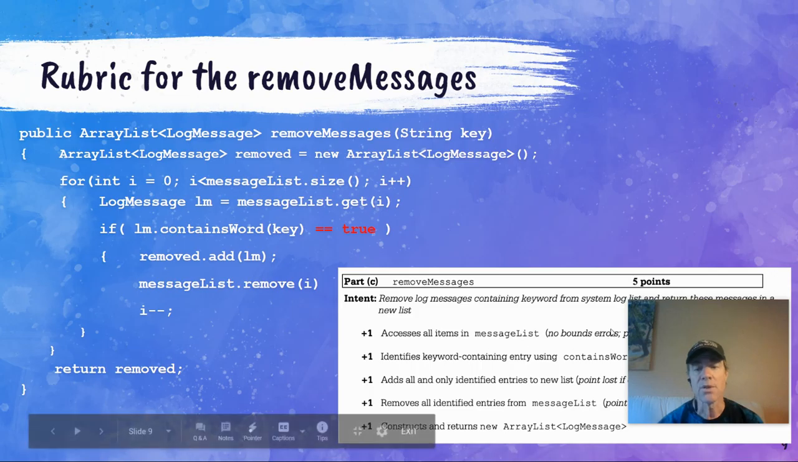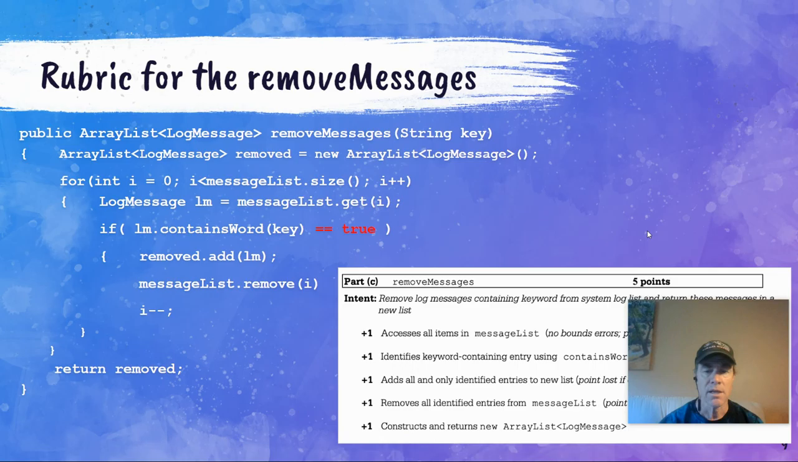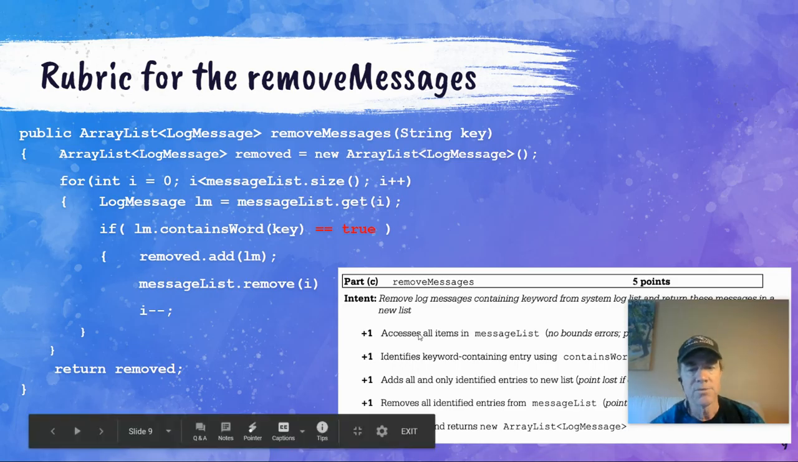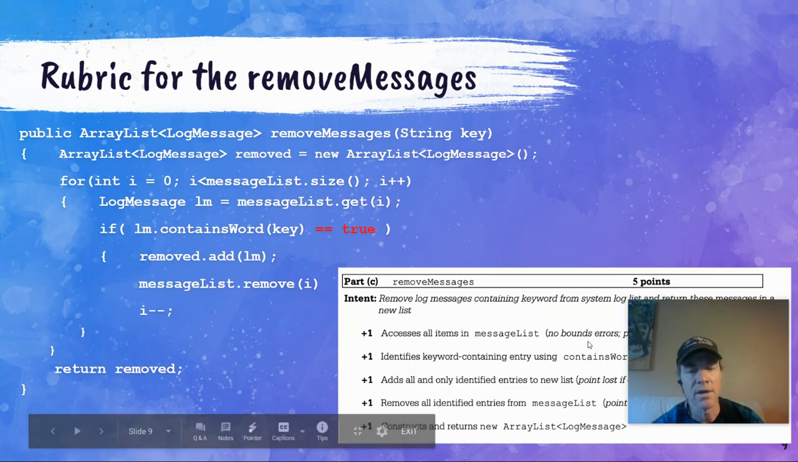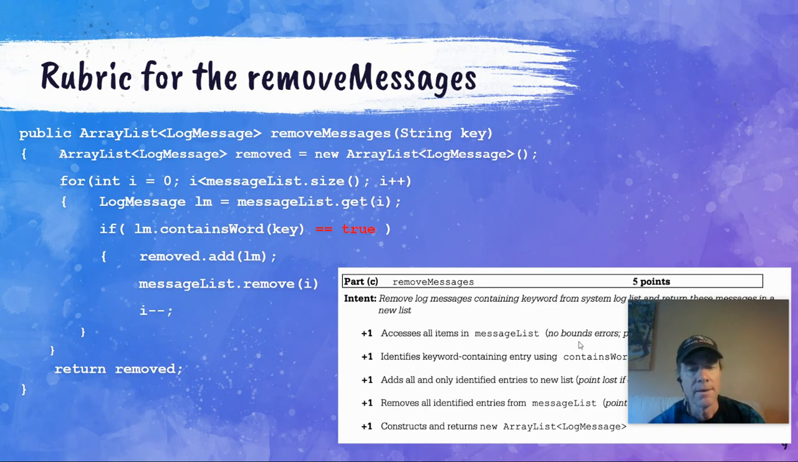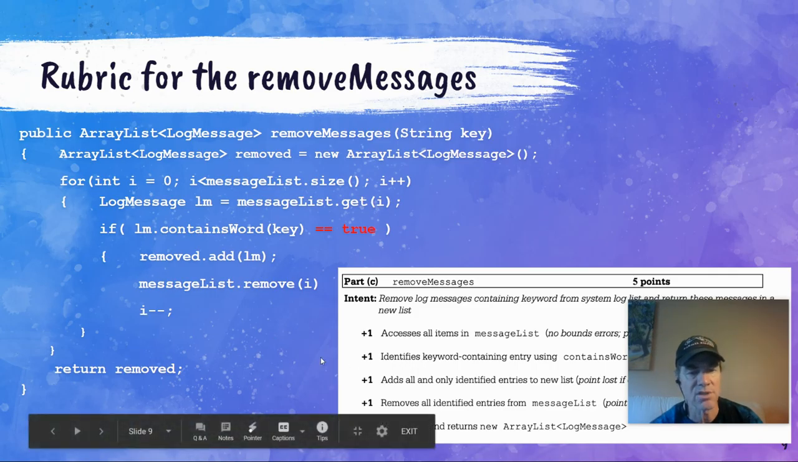So do I access all items in my message list? And you don't get a point if you have an out of bounds exception. And this is going to do that. The minus is going to make sure that I access every single one. I've got to use the keyword method that we wrote, contains word. I'm doing that right here. I remove, I add all and only identified entries to the new list. I'm not adding any that shouldn't be there. I'm not adding them all.